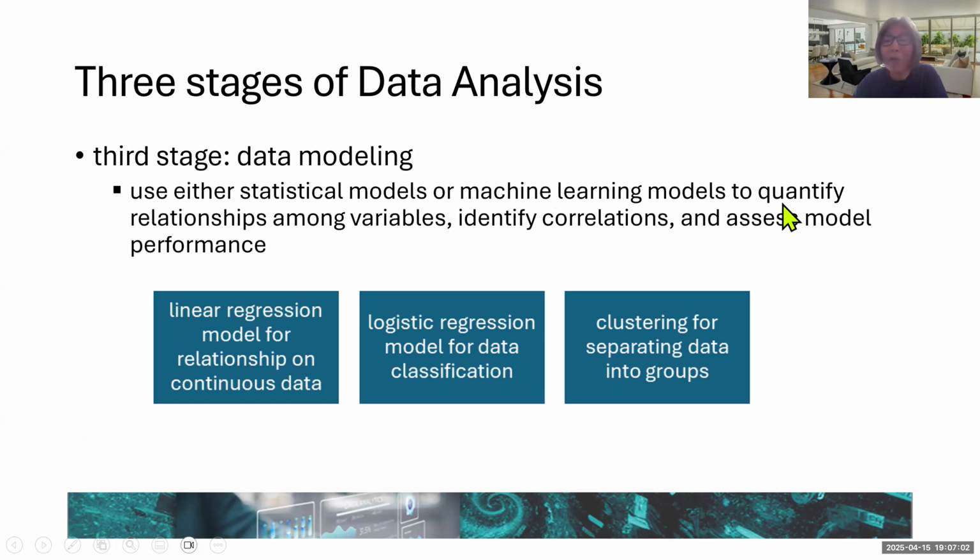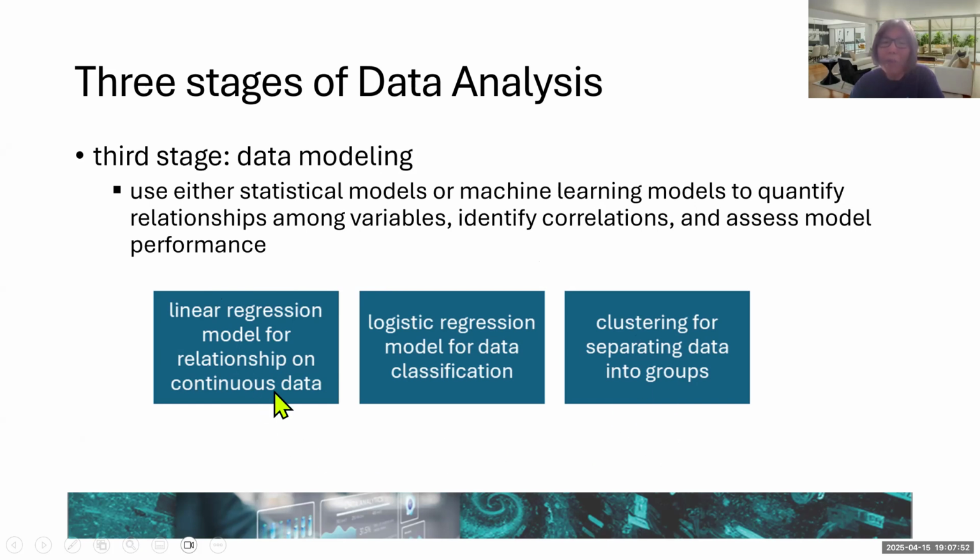The major purpose of data modeling is to quantify relationships among the variables. In statistical models, we call them independent variable and dependent variable: the independent variable is X, the dependent variable is Y. In machine learning, normally we call X features, and we call the dependent variable Y targets or outputs. So we try to quantify the relationship among the variables, identify correlations, and then assess model performance using different performance metrics, if you recall.